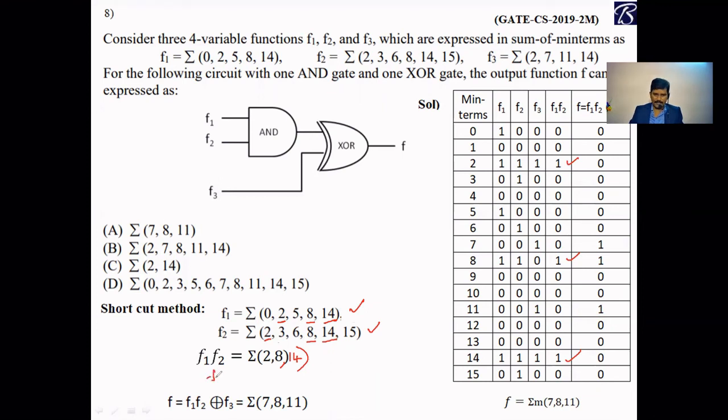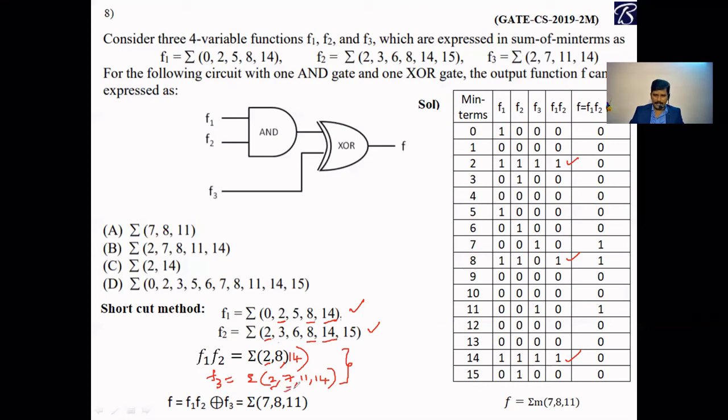Now what is f3? f3 equals sigma of 2, 7, 11 and 14, right? So for these two, the XOR operation, what is XOR operation? Both inputs should be different. So here 2, 2 is the same, we should not take. And this 8, 8 is not present.